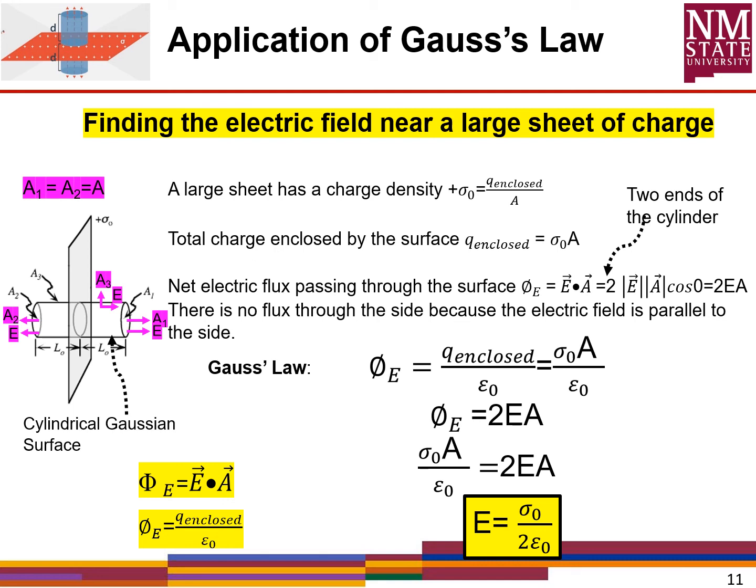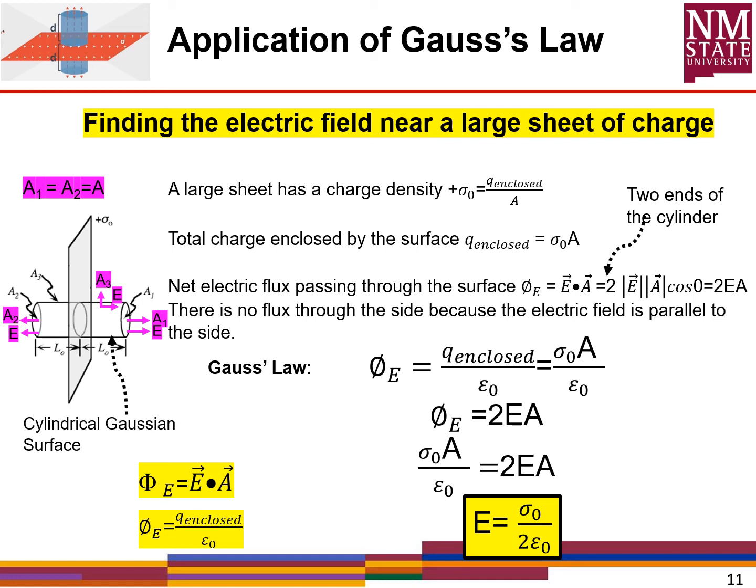If you remember, we already discussed the Gaussian surface for a large sheet of charge. It's a cylindrical Gaussian surface, and here we can define three areas. This is the first area, here is the second area, and the side one is the third area. Those are the three areas of the Gaussian surface.